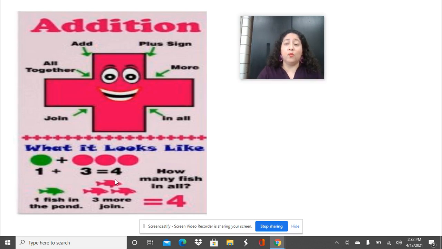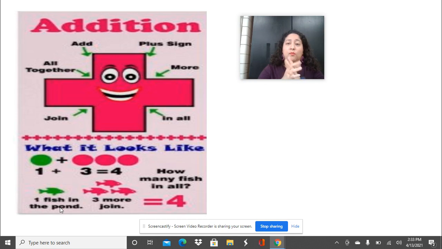Okay, so for this week, you really have to listen and pay attention so that you know what you need to add. An example of a word problem is if you look down here where the fishes are. There was one fish in the pond, then three more joined them. How many fish in all? So if there was one fish and then three more joined them, how many fish do I have in all? To get that answer, you have to count: 1, 2, 3, 4. Oh, there's 4 fish.